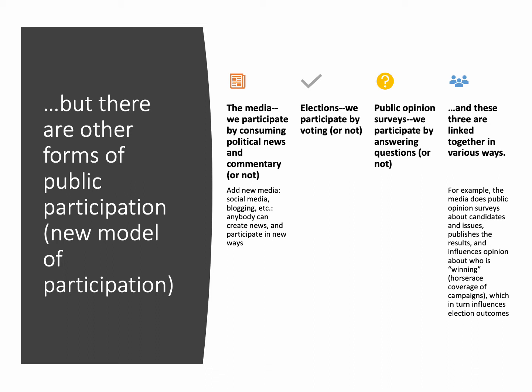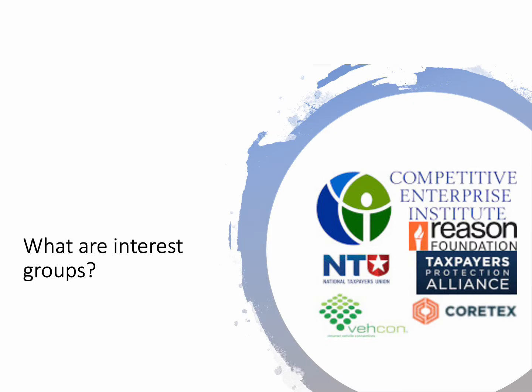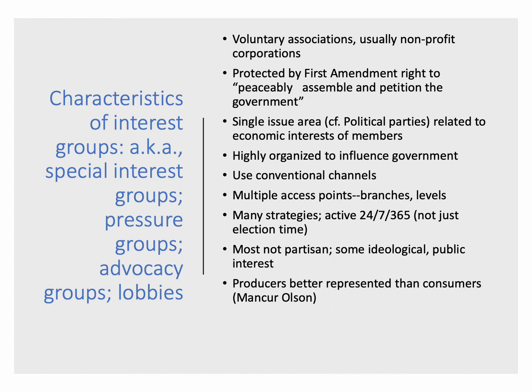So, point being, there are other ways to participate, but we're going to talk about the main ones: social movements, political parties, and interest groups. But just always keep in mind there are other ways to participate. So now let's jump right into this. What are interest groups? And I've given you some of the logos here so you can see some of them. There are lots of them. What is an interest group?